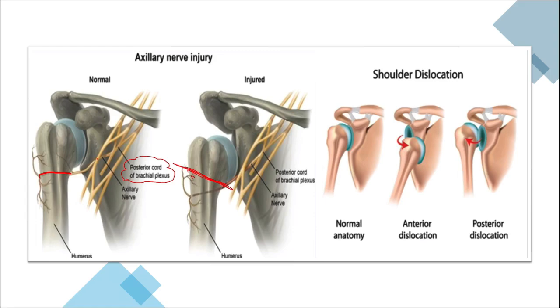Because of the axillary nerve injury, we can see a flat shoulder, a loss of arm contour, deltoid atrophy, and the patient is unable to do abduction. Okay, and this is shoulder dislocation. Shoulder dislocation can also cause axillary nerve injury.